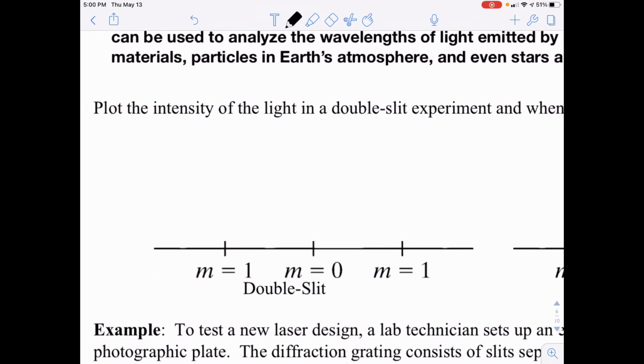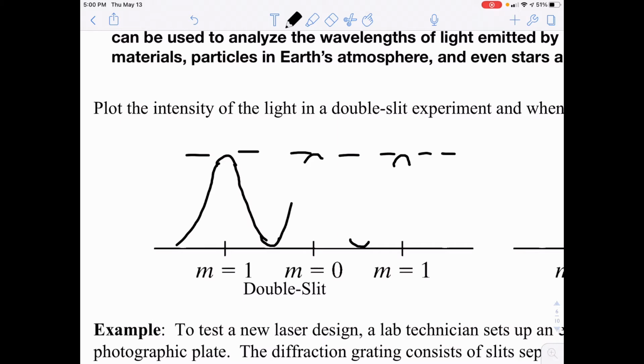So I'm going to draw that over here. I'm going to draw a minimum right here, a minimum right here. I'm going to draw a maximum right there, right above m equals 0. But I'm also going to draw a maximum right above m equals 1 and above m equals 1 on this side too. And notice I'm going to keep the level of the intensity pretty much the same for a double slit experiment. So now I'm just going to connect these, and I'm going to have what the intensity graph ought to look like.